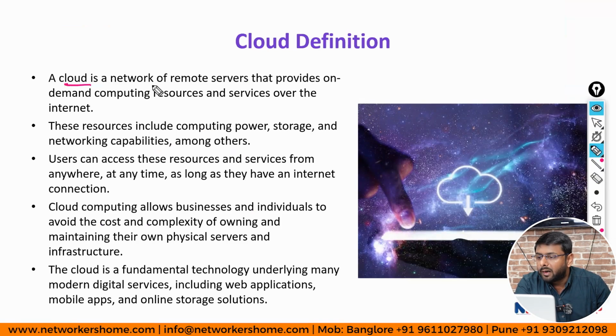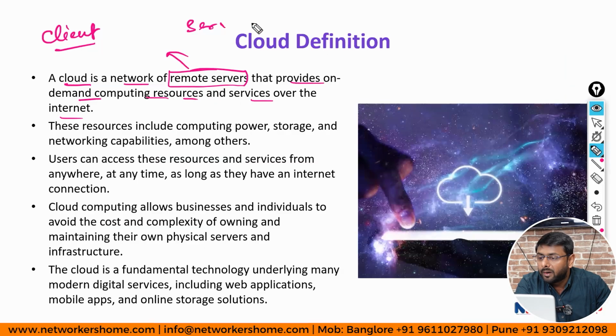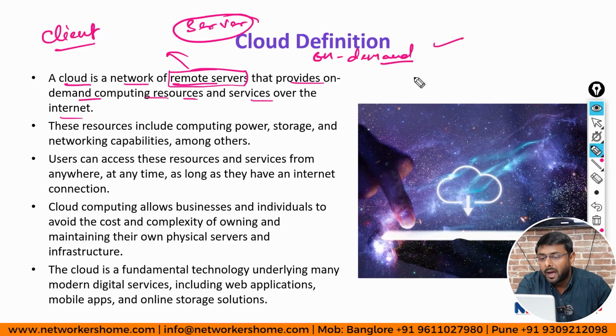A cloud is a network of remote servers that provides on-demand computing resources and services over the internet. When I say it is a remote server, it means that the client is located somewhere else and the server is located at a different place. That's why it is a remote server. So it is going to provide what? On-demand services. Means when I want, I can take. When I don't want, I can return it back.